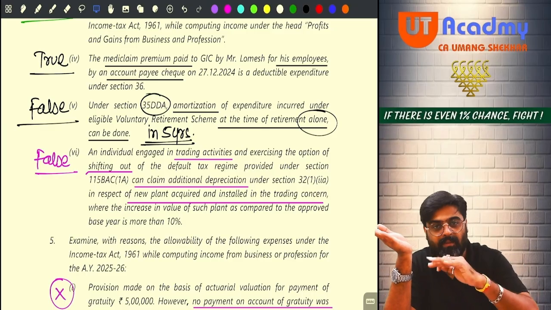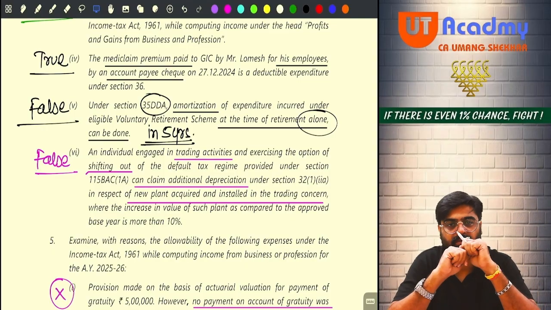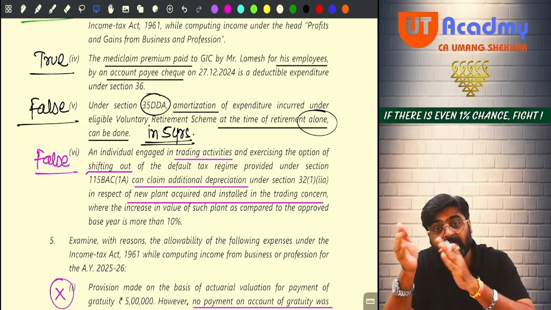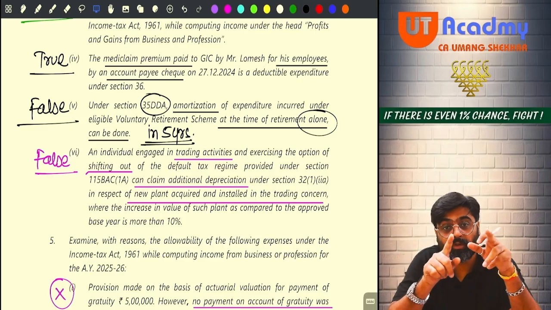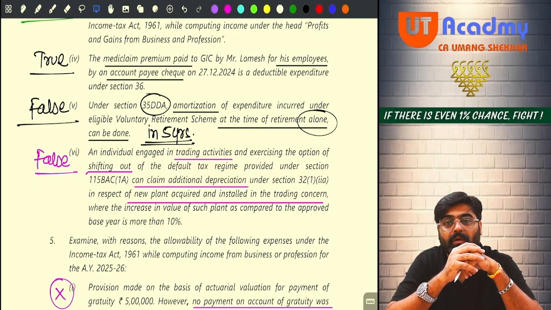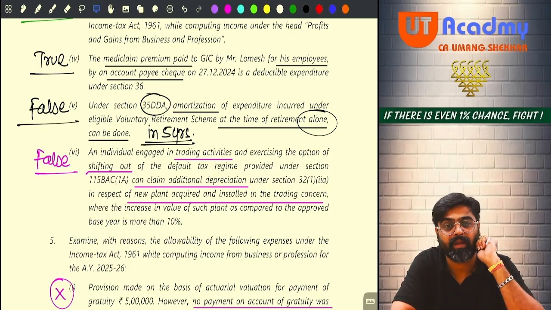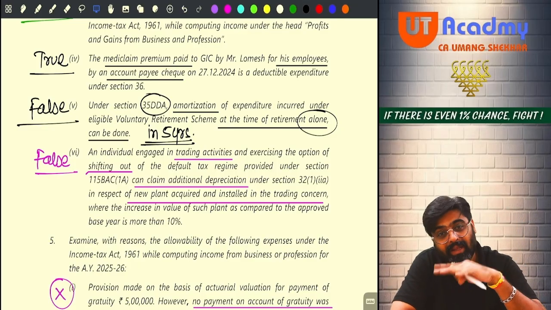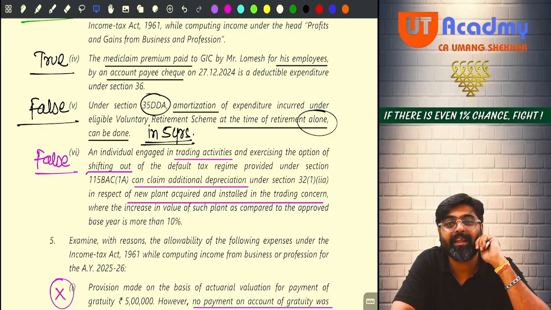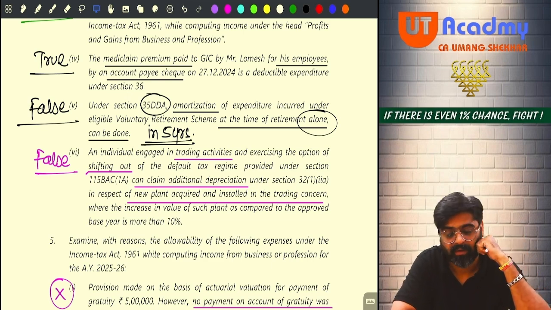Even if he is shifting out, to claim additional depreciation, you have to shift out. If you shift out of 115BAC, you can claim additional depreciation for a plant and machinery, new plant and machinery acquired and installed. So this assessee is shifting out. He is acquiring also new plant and machinery. But is he acquiring the new plant and machinery for manufacturing business or power business? No. For trading business he is acquiring. And any assessee who is engaged in trading business cannot claim additional depreciation, even if he shifts out or even if he is acquiring new plant and machinery. Getting my point? So this statement is false. He cannot claim additional depreciation. Getting my point, everyone? Next one.